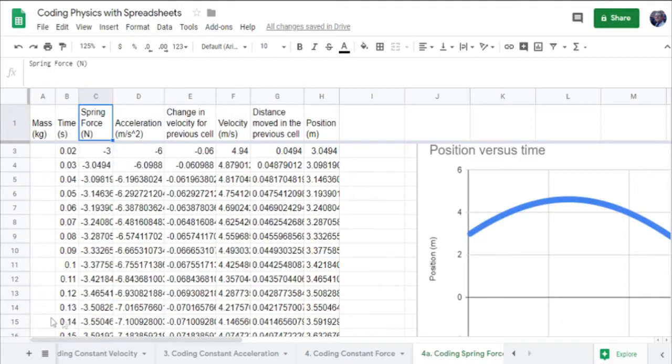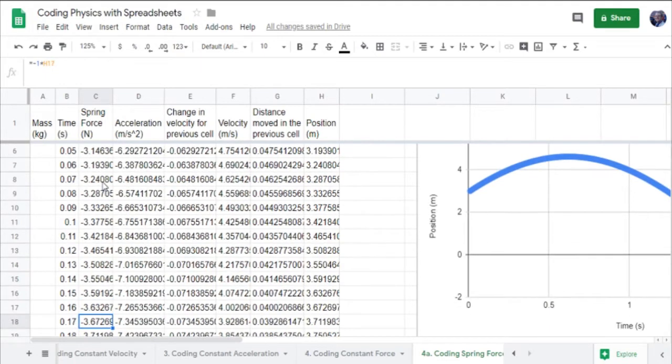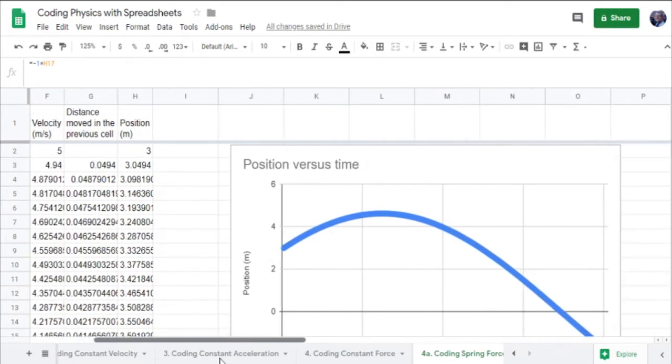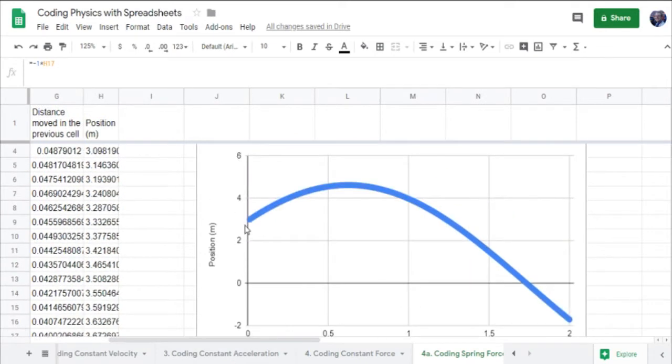What I want you to notice here is that the force is now changing, right? Because the force changes depending on the position. Let's take a look at what happens with our graph now. You notice that our graph here, it's going up at first, then it comes down, kind of like what we had before, but you notice there's an interesting little tail effect happening here.